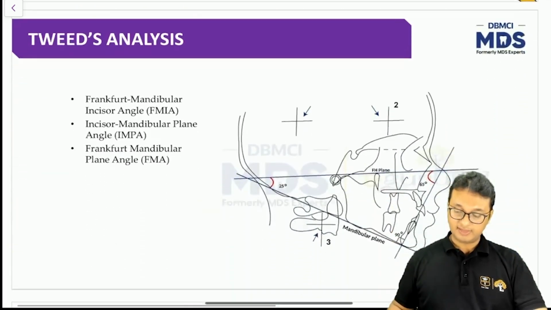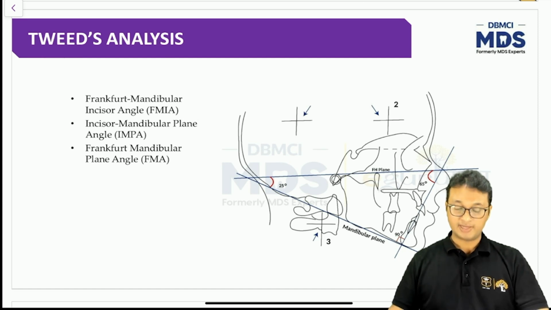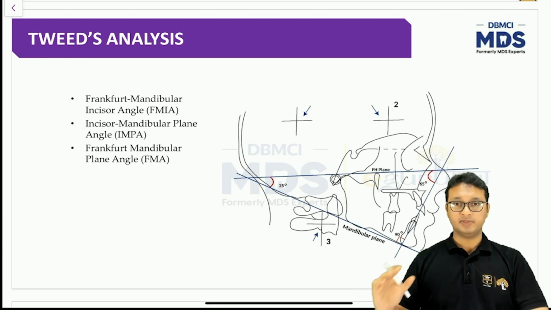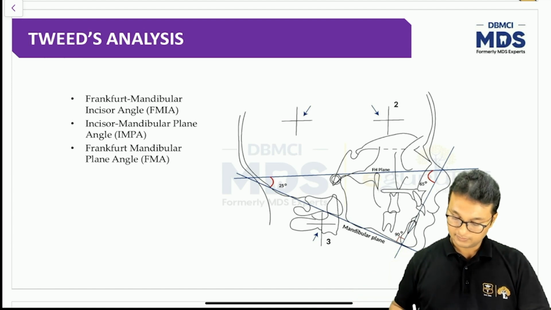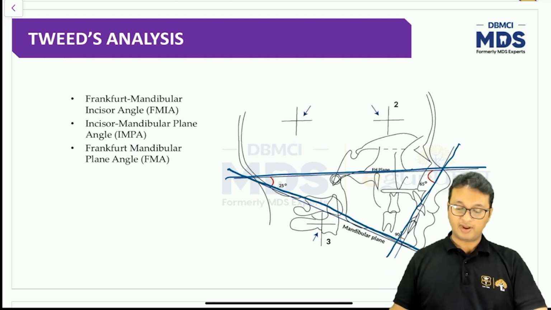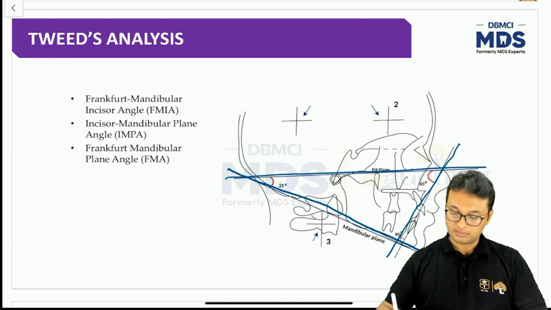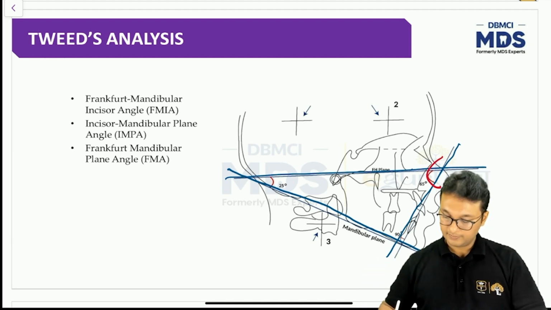Now, what is Tweed's analysis? So it's a Tweed's diagnostic triangle. That's what it is called, by Charles Tweed. So Charles Tweed on a lateral cephalogram, he drew a triangle like this. So it has got three components with it. First is a Frankfurt mandibular incisal angle. That is Frankfurt mandibular incisor angle.